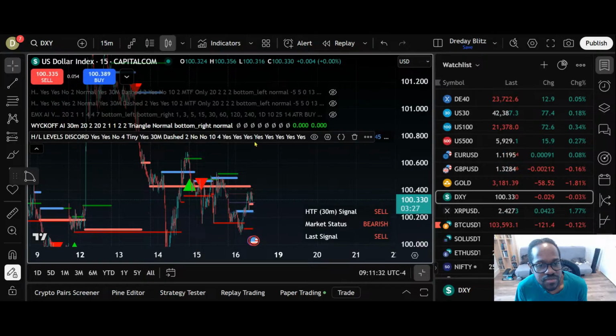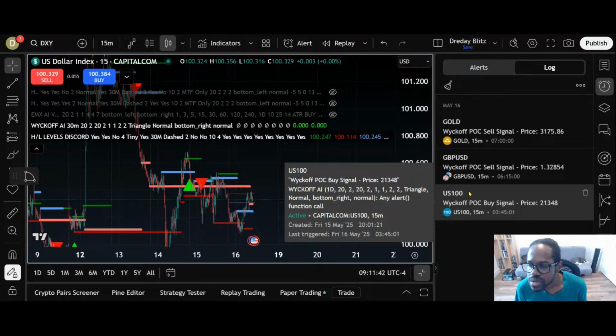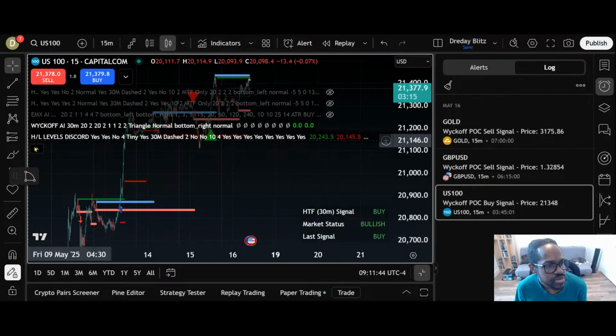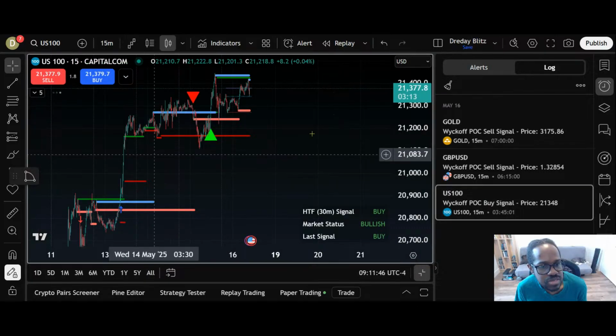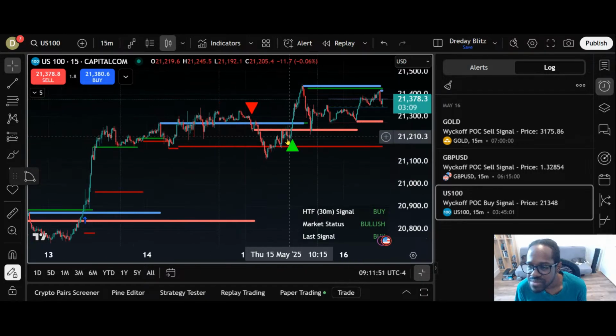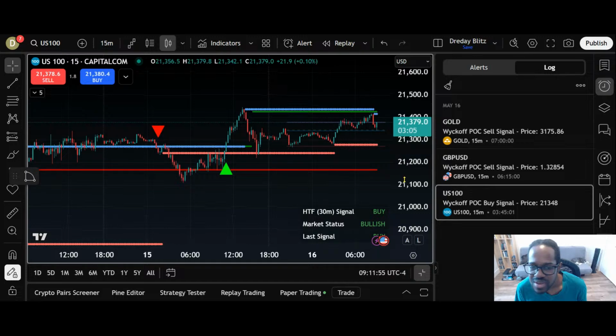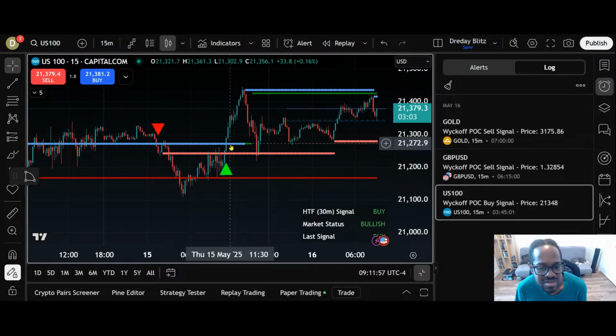So we're just waiting for upcoming signals. I'm just gonna look to see exactly the signal that we have overnight. So we start with US 100. I'm just gonna move this. So we had a buy signal here.